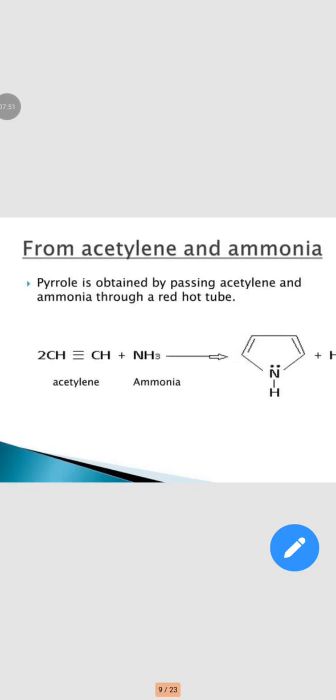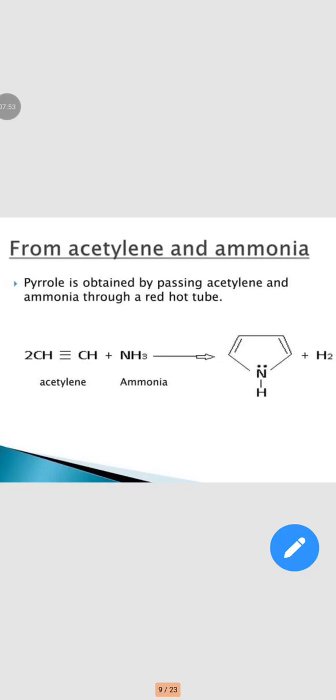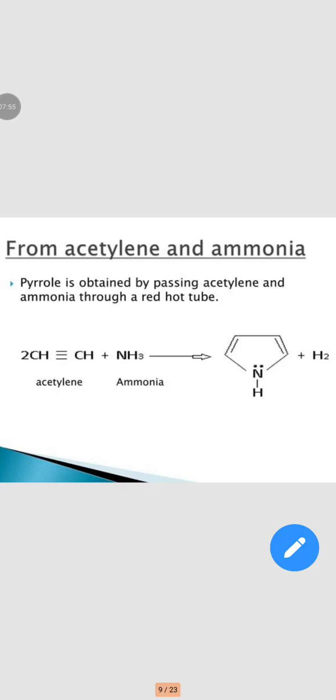Then the fifth method is from acetylene and ammonia. Pyrrole is obtained by passing acetylene and ammonia through a red hot tube. The formula is acetylene, CH triple bond CH, plus ammonia, NH3, to form pyrrole and hydrogen gas.